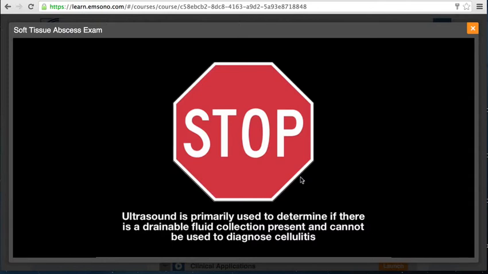Ultrasound is primarily used to determine if there is a drainable fluid collection present and cannot be used to diagnose cellulitis. This is an important point. So it's only to diagnose a drainable fluid collection, not to diagnose or rule out cellulitis.